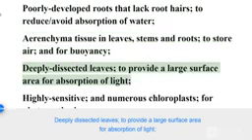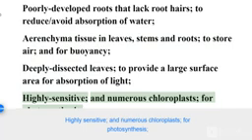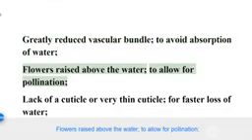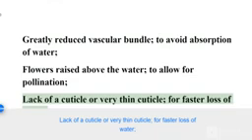Deeply dissected leaves, to provide a large surface area for absorption of light. Highly sensitive and numerous chloroplasts, for photosynthesis. Greatly reduced vascular bundle, to avoid absorption of water. Flowers raised above the water, to allow for pollination. Lack of a cuticle or very thin cuticle, for faster loss of water.